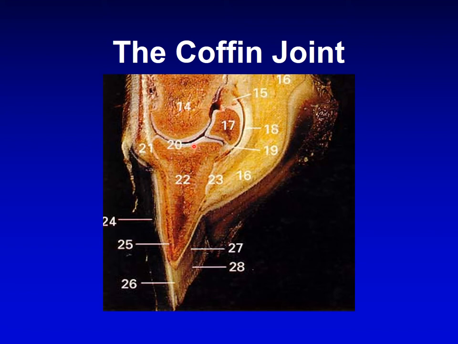So the coffin joint is the last joint in the forelimb, and it is an articulation between P2, number 14 here, P3, number 22, and the distal sesamoid bone, or the navicular bone, which is number 17 here. So 14, 17, and 22. And the joint is number 20 right here.